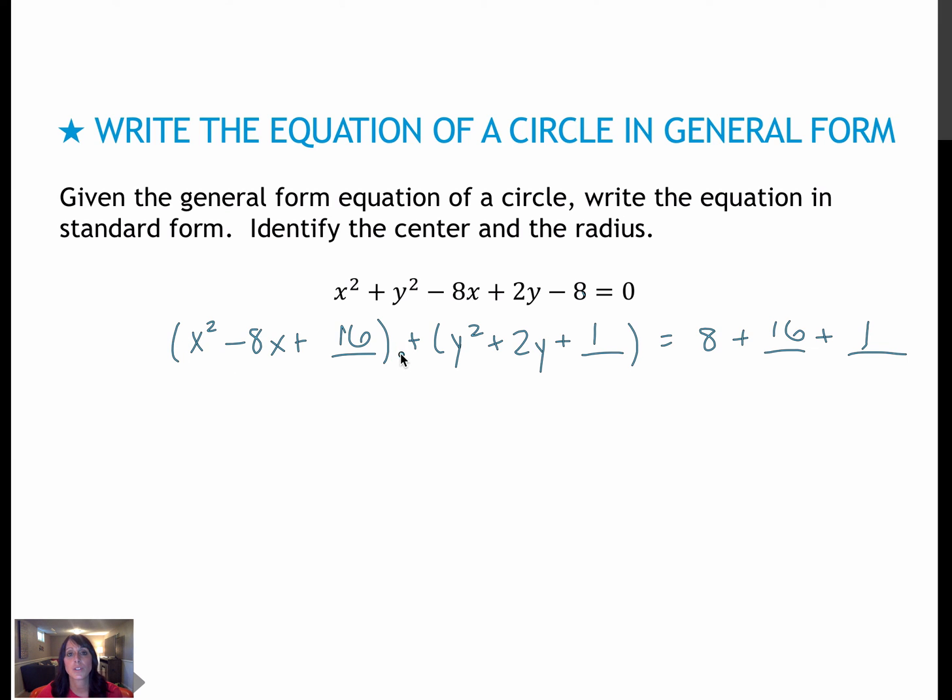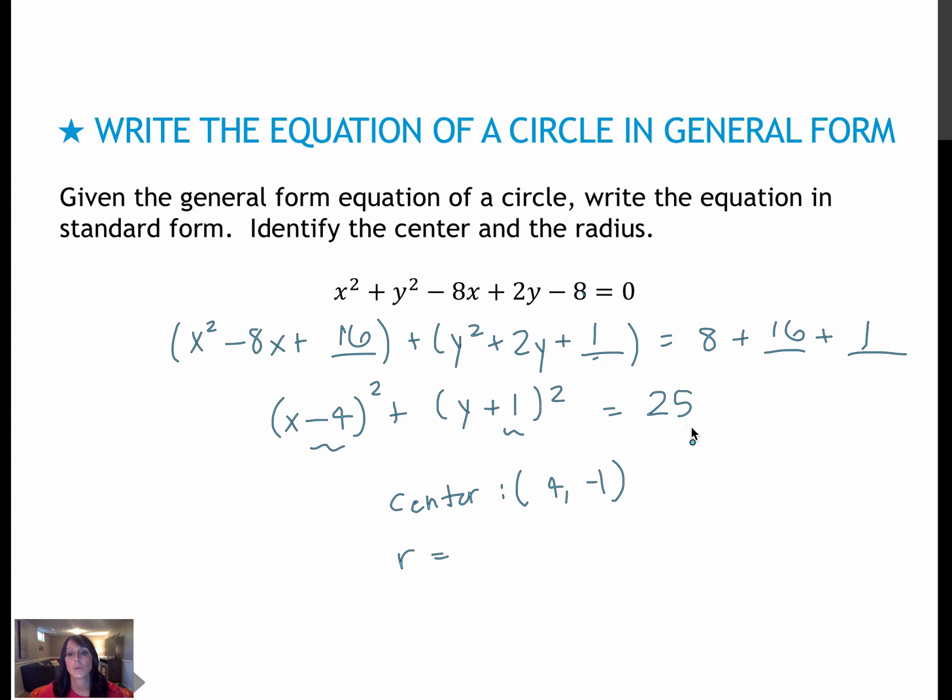Which means my first set of terms turns into x minus 4 quantity squared, my second set into y plus 1 quantity squared. And then 8 plus 16 is 24, plus 1 is 25. The center would be the point 4, negative 1. Remember, we're looking at the opposite of those two values. And the radius would be the square root of 25, which is 5.